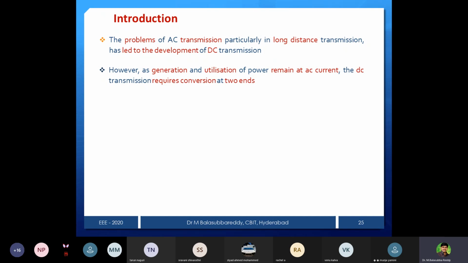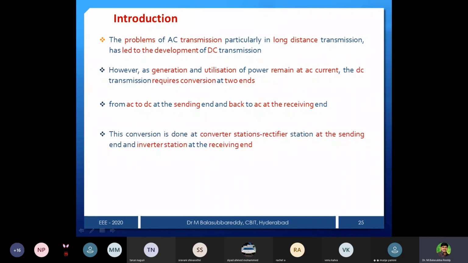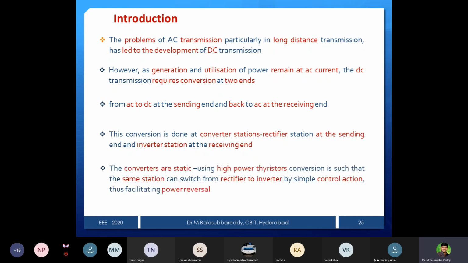For it, we have to use the two-way conversion. That's mentioned here: AC to DC at the sending end side and back to AC at the receiving end side. That is the reason two substations are very important. One is a rectifier station, another one is an inverter station. The inverter station will be installed at the receiving end side, and the rectifier station at the sending end side.